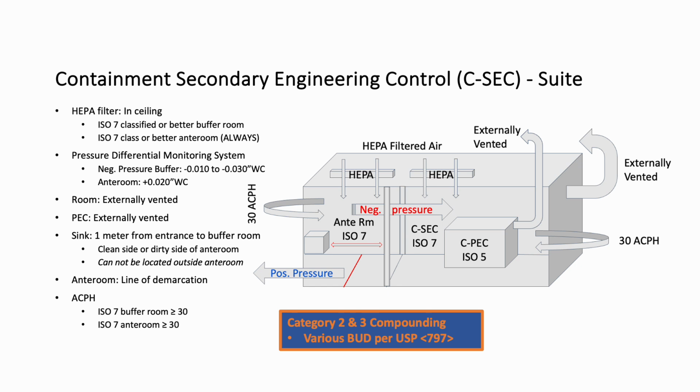30 air changes per hour is required in that negative pressure buffer room. The anteroom must also have a minimum of 30 air changes per hour. In this type of scenario, in a compounding room suite, you can get the category 2 or 3 compounding beyond use dates established in USP 797.